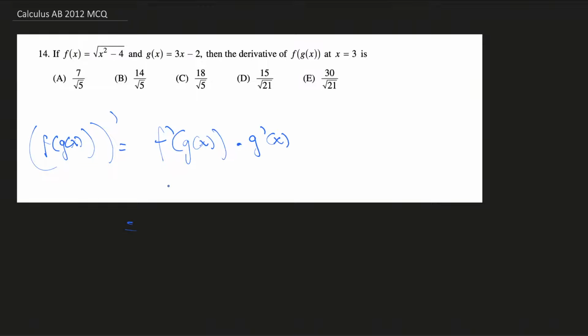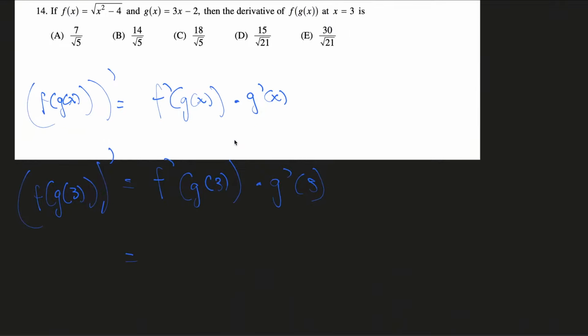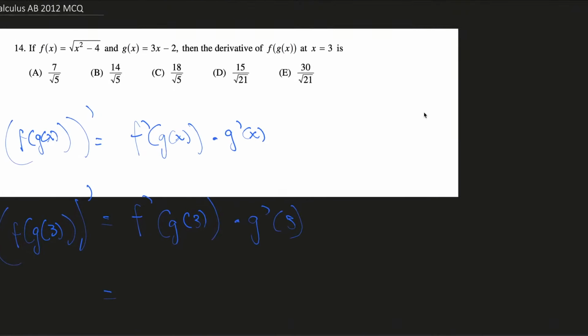And we just have to plug in at f of g of x at, so if we take the derivative of f of g of 3, that would equal f prime at g of 3 multiplied by g prime of 3. So this would equal f prime of x. Let's just go ahead and do that to the side.